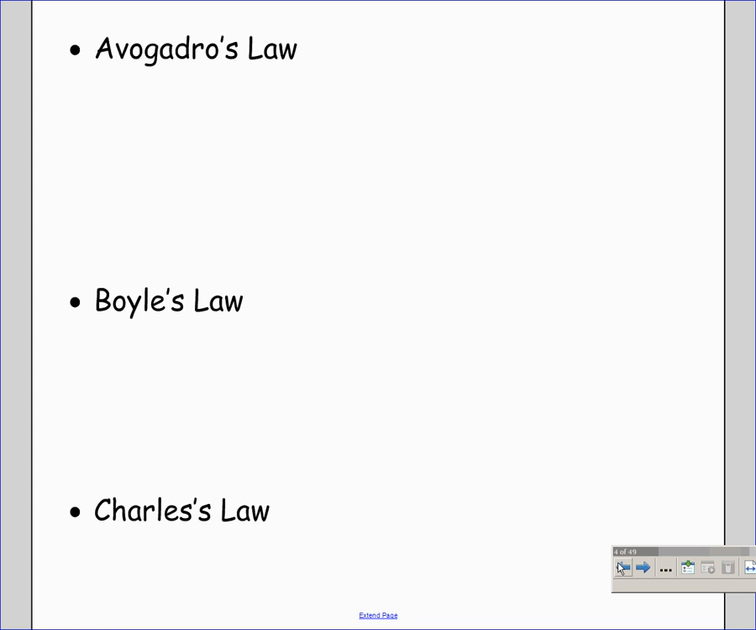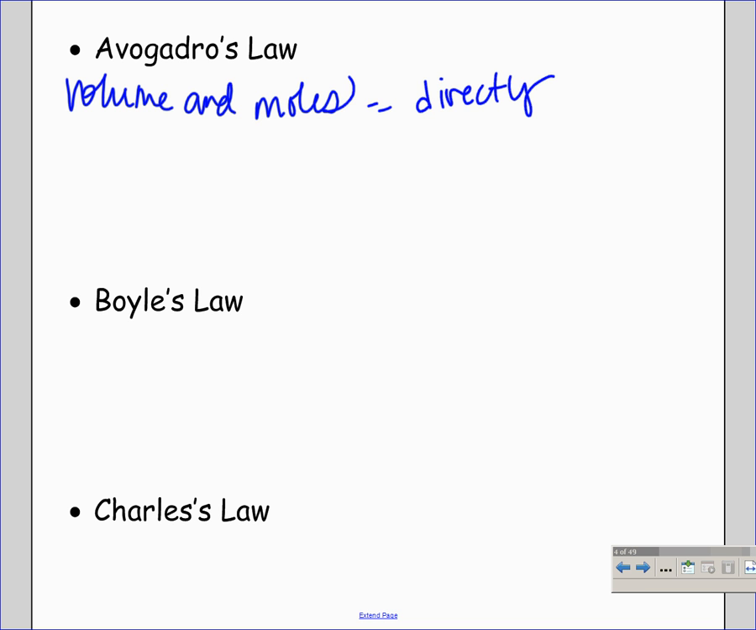Boyle's law. Oops, let's do Avogadro's first again. Avogadro's law relates volume and moles. Do you think that as I increase moles, I increase volume, or they're indirectly related? As I increase moles of gas, do I increase volume? Yes. Okay, so they're directly related? Yes. Okay, so that's what we're trying to figure out. And this is really logical. They're directly related. The way this formula works is I give you an amount of moles and an amount of volume.